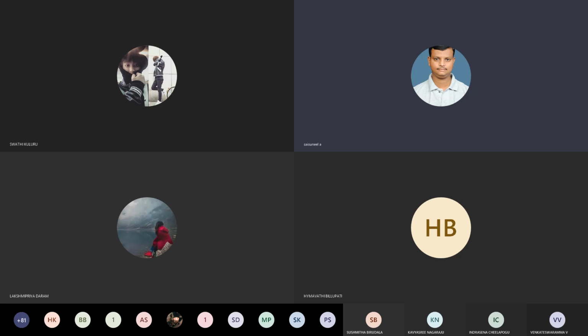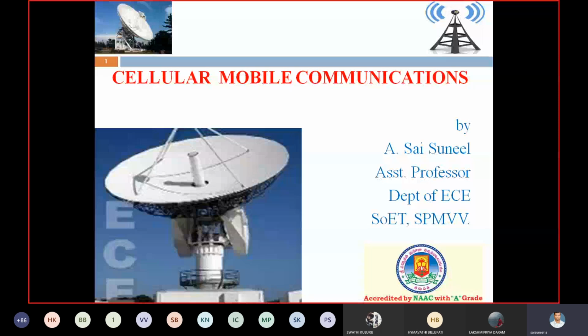Welcome to another session of Cellular Mobile Communication Unit 4, second part, handoff. Here today we discuss the different types of handoff techniques available.